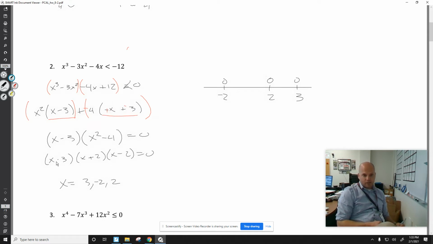You can use test points. You can see that the multiplicities of all these roots are all 1, so you're passing through. You just need 1 to know the other ones since you know the multiplicity. So plugging in 4, positive, positive, positive. That's got to be negative. That's got to be positive. That's got to be negative. I just know it. It's got to be.